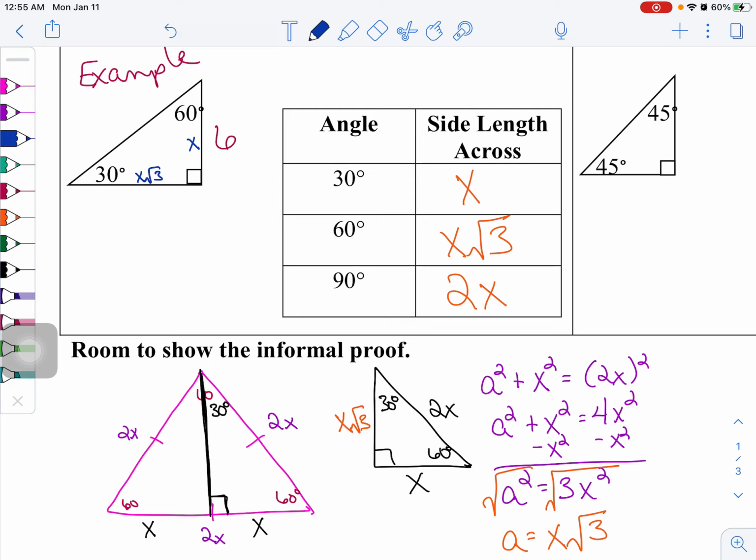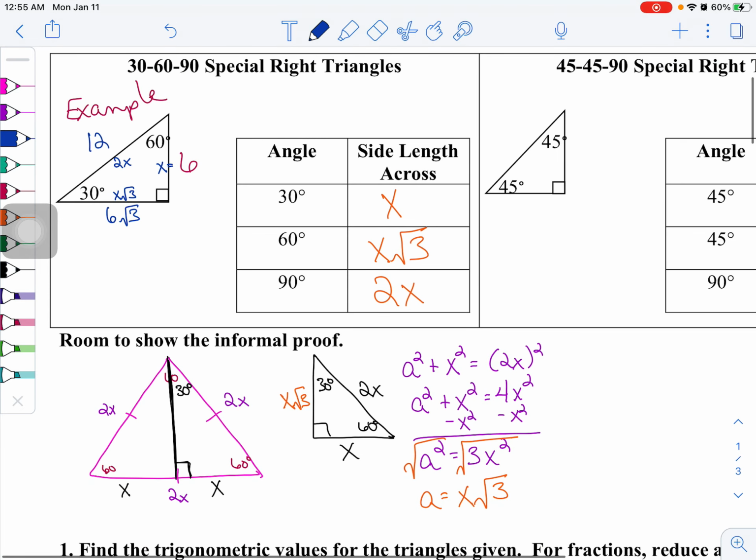So this is x. This is x root 3 because it's across from the 60. And the hypotenuse is 2x. Well, if x is equal to 6, then 2x is going to be 2 times 6. So this would be 12. And if x is equal to 6, then this side would be 6 root 3. And that's how you use the 30, 60, 90s if you're just dealing with a simplistic problem of figuring out the sides of the triangle if you know one of them.